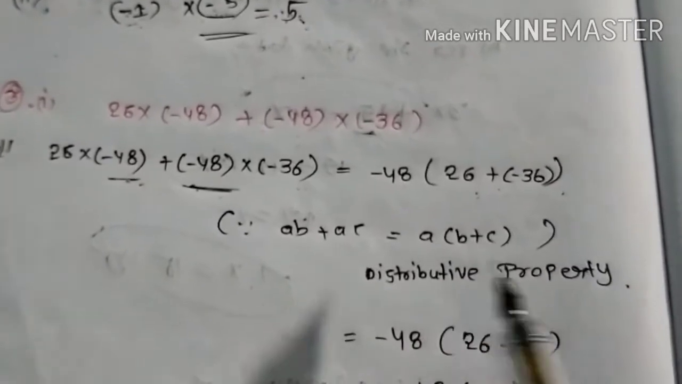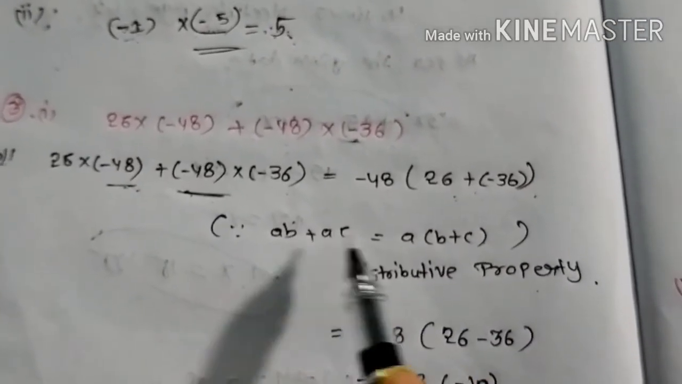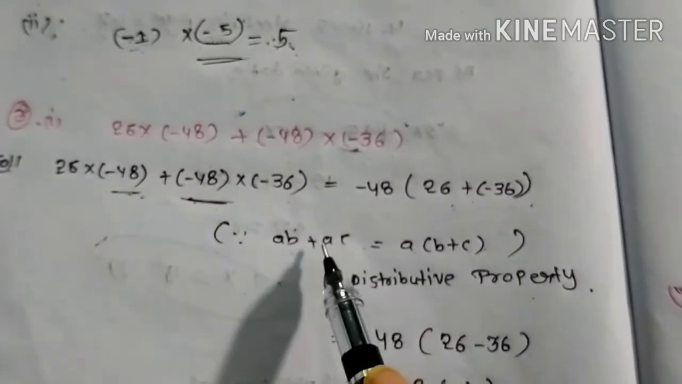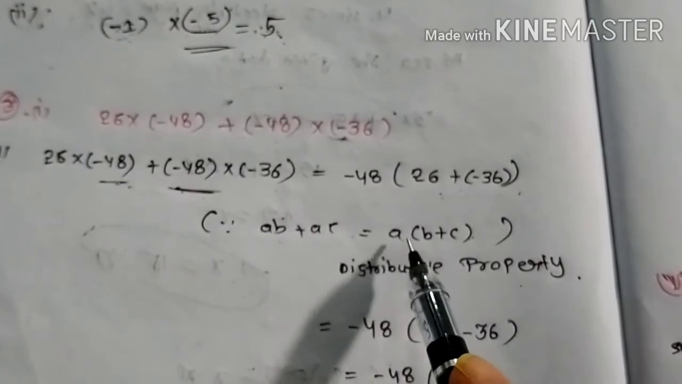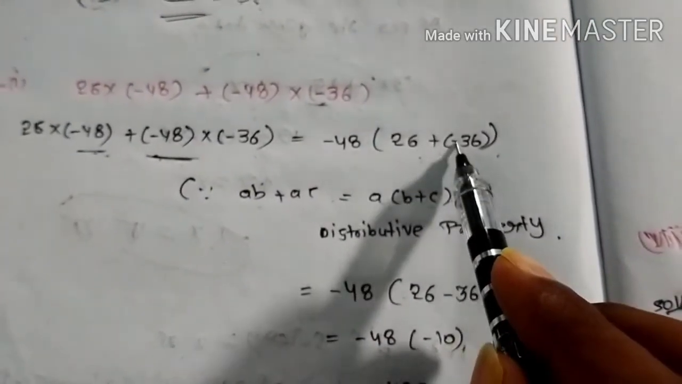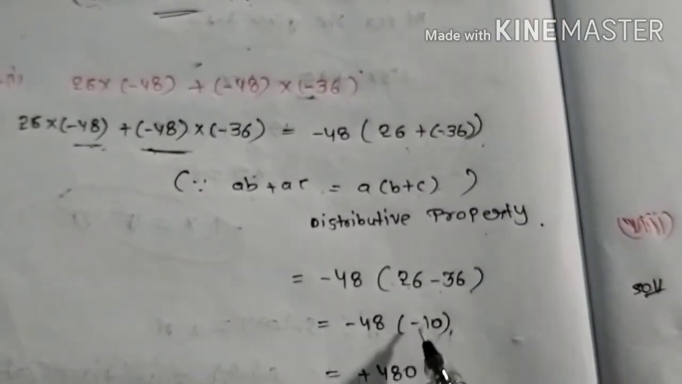Okay, you know which property this is? Distributive property. Yes or no? Distributive property deals with a into b plus c is equal to ab plus ac. Yes or no? So that I am writing it in the form of a into b plus c. Next you can see minus 48. You know that plus into minus how much? Minus only. That means 26 into minus 36 how much? Minus 10. Yes or no?